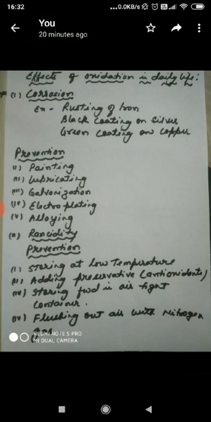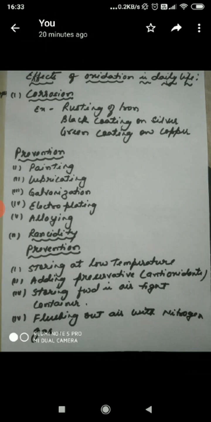So what can we do to prevent corrosion? We can do painting, lubricating by using grease or oil, galvanization by coating a zinc layer, and electroplating. Electroplating we have already done in previous classes. We have demonstrated the activity of electroplating and alloying.